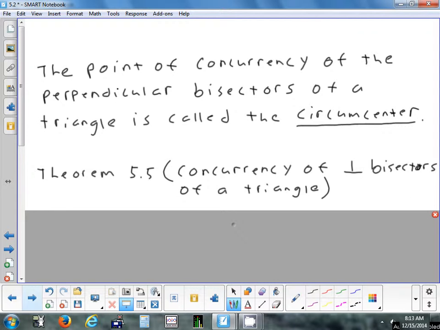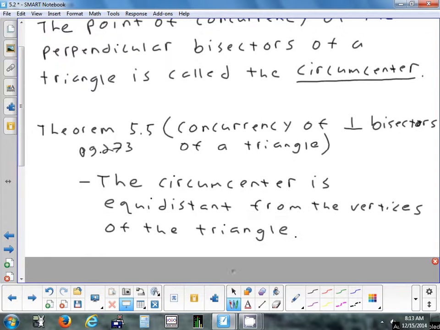All right, and let's look at a theorem. Okay, this will be theorem 5.5. It's on page 273. It's a theorem about your perpendicular bisectors. It says that the circumcenter is equidistant from the vertices of the triangle. So once you mark that circumcenter, the distance from that point to every vertex in the triangle is exactly the same.